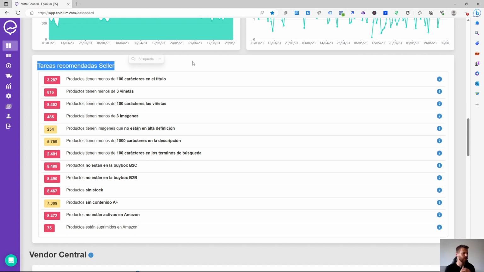Products that are out of stock, that do not have plus content, that are not active on Amazon, or even those that are deleted. Until we get here, we cannot realize that we have a revenue leakage that is due to products that have been suppressed by Amazon. With this, one of the most advantageous parts is that you can click on these products to improve, and clicking here would redirect us directly to the product sheets so that we could optimize them.